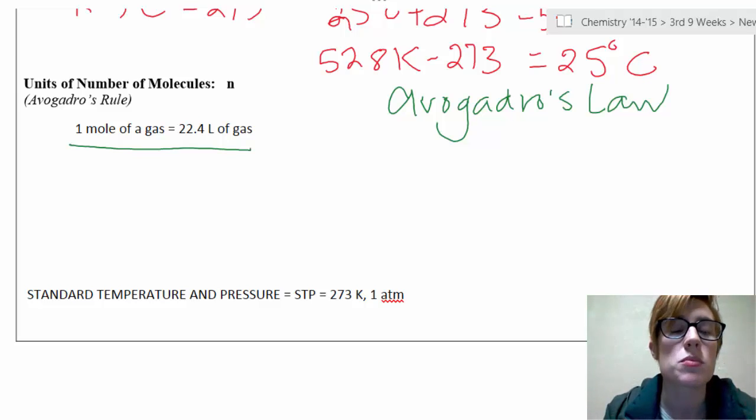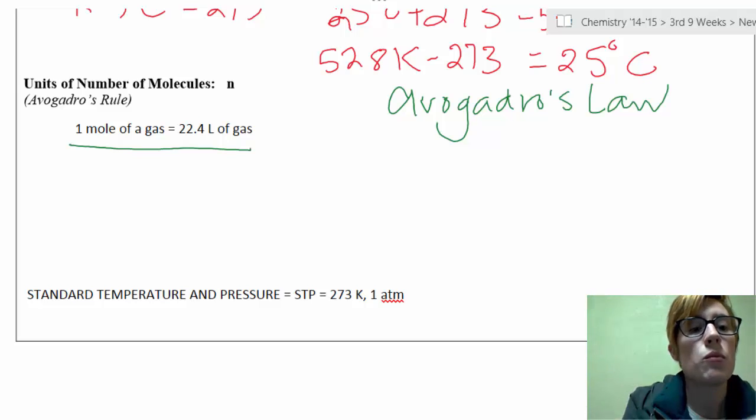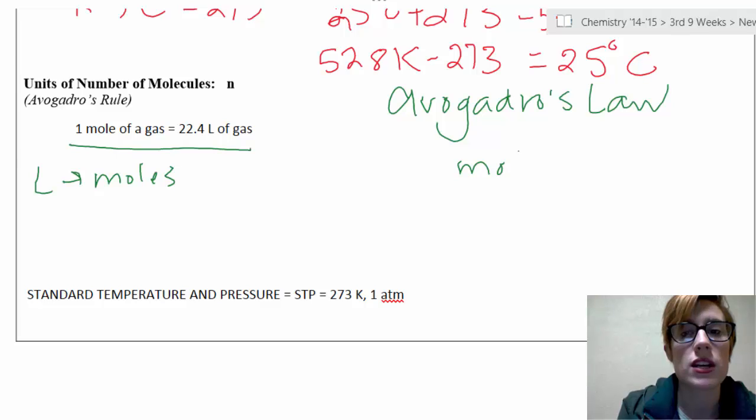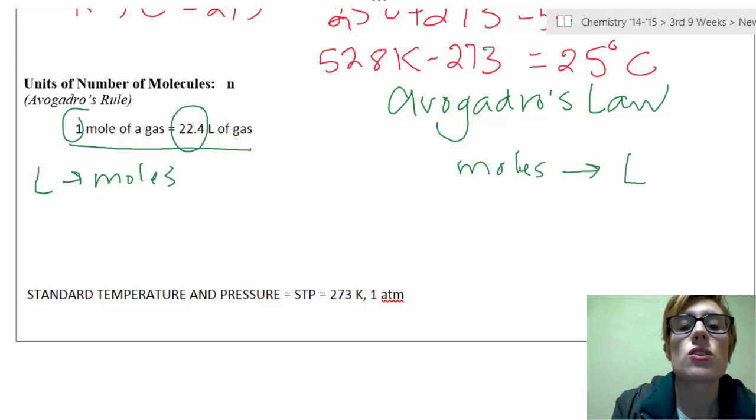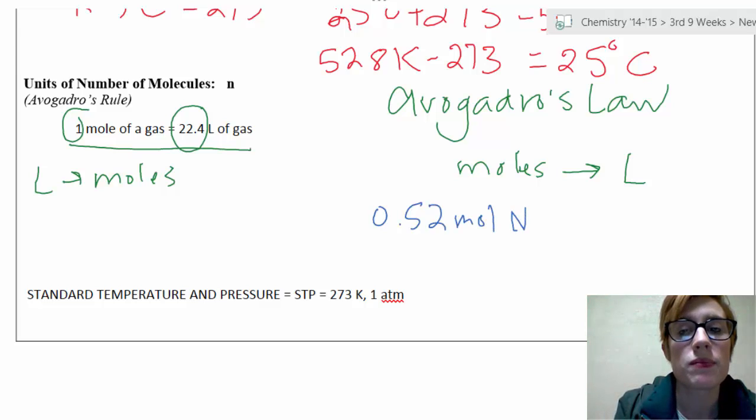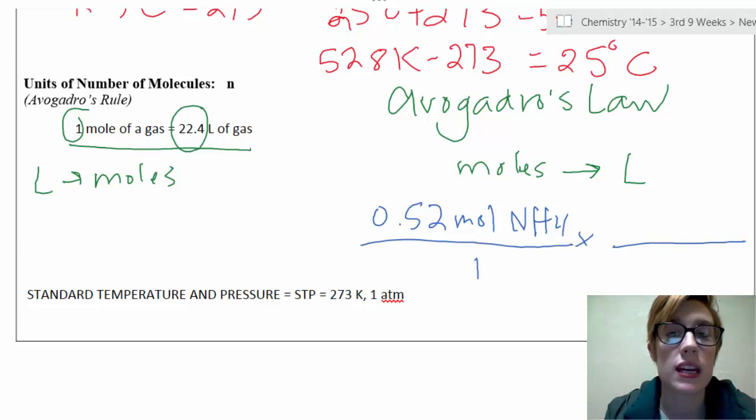So the problems that we're going to be doing are similar to maybe some of the stoichiometry problems that you've done in the past, but they're a lot shorter. So one thing I could do is I could give you liters and I could ask for moles. And then I can also do the opposite. So I could give you moles and I could ask for liters and you'd have to convert. So let's say I gave you 0.52 moles of ammonia, which is NH3 over 1. This is a gas, and I wanted to find out how many liters that would take up.